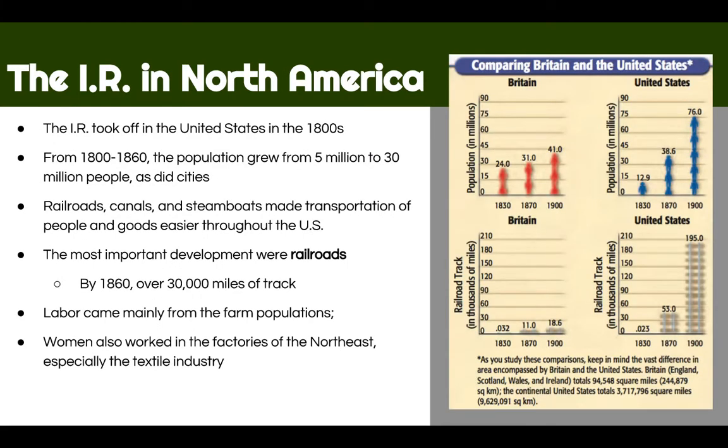In North America, we really see the Industrial Revolution taking off in the United States in the 1800s. From 1800 to 1860, we see a huge population growth in the United States, partially due to immigration from places like Europe, as people search for factory work. Of course, railroads in the United States grew, as you can see on this map. In 1830, there were very few miles of railroad, but by 1870, 53,000 miles, and by 1900, over 195,000 miles of railroad track in the country.